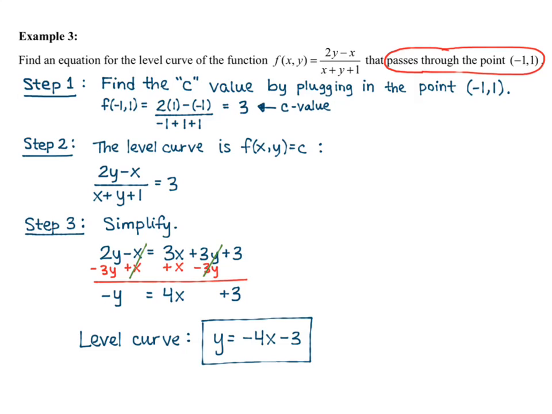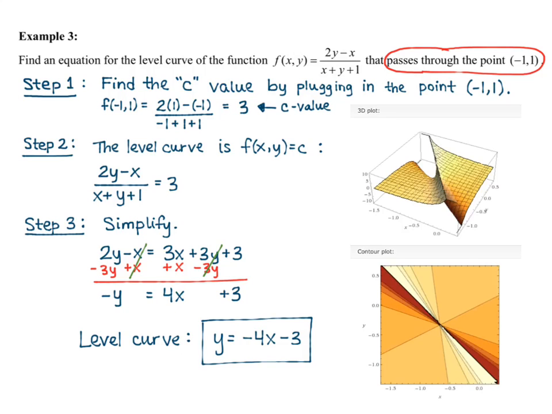Now just to get an idea of what this graph looks like, let's go to Wolfram Alpha and graph it. And we get this 3D plot. So that's our actual function, z equals (2y minus x) over the quantity (x plus y plus 1). And then the contour plot, you can see it's all these linear functions. So you get this really cool visualization of what the graph would look like for all of these constant values of z. So if you projected your graph down into the xy plane, that contour plot would be what you'd see.